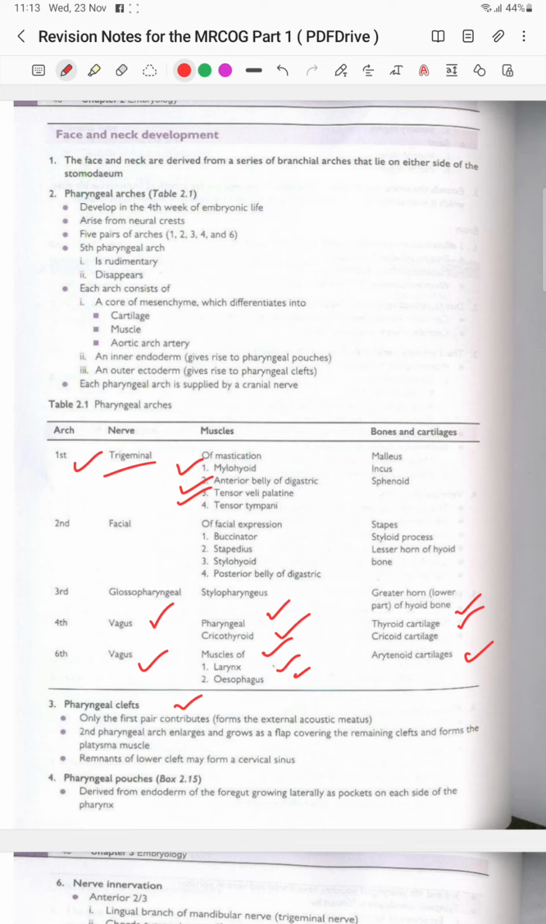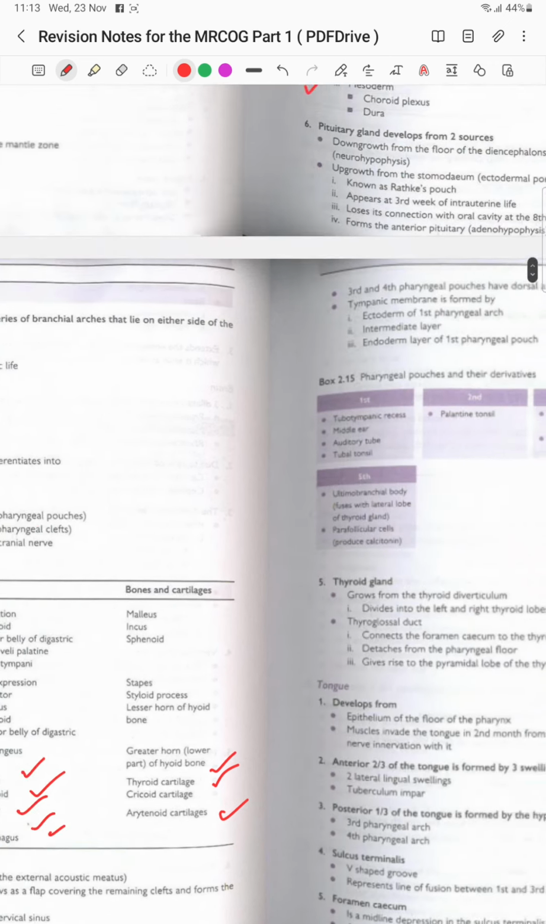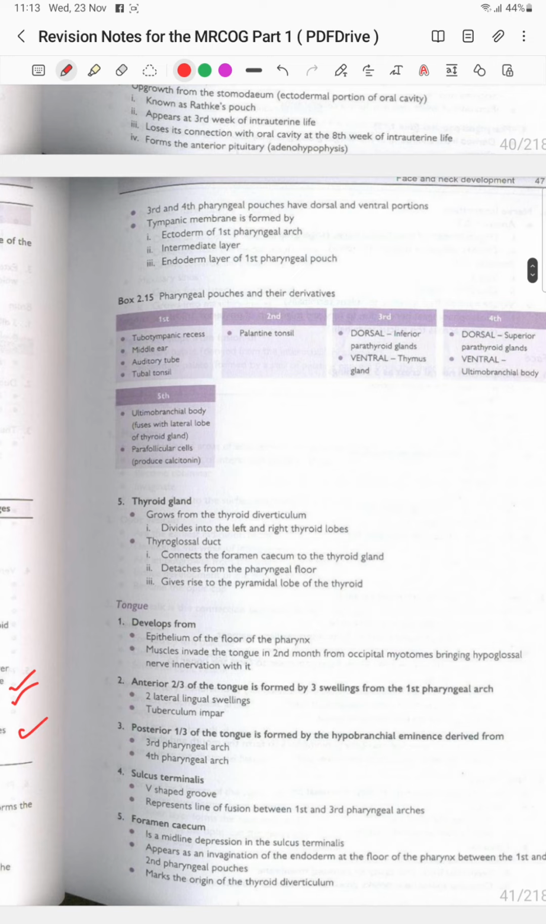The pharyngeal pouches derive from the endoderm of the foregut, forming laterally as pockets on either side of the pharynx. The third and fourth pharyngeal pouches have dorsal and ventral portions. The tympanic membrane is formed from the ectoderm of the first pharyngeal cleft and the intermediate layer and endoderm layer of the first pharyngeal pouch.